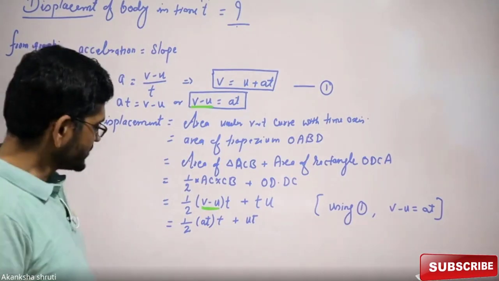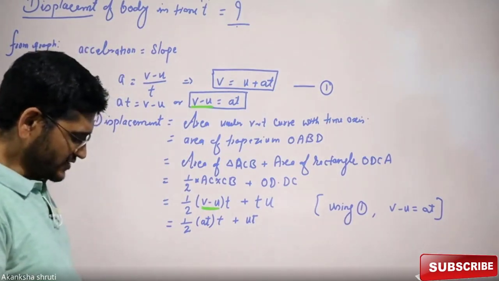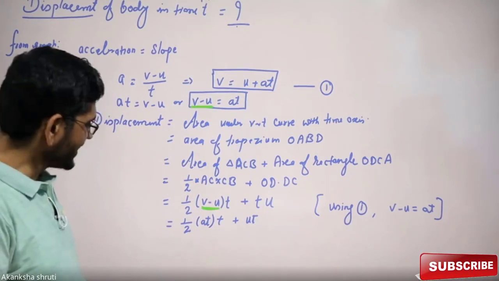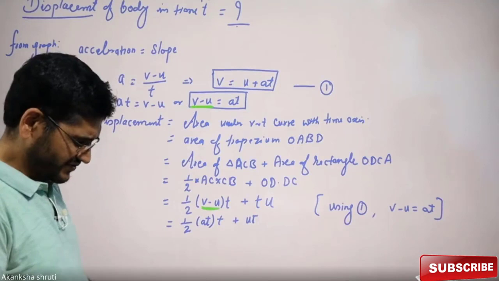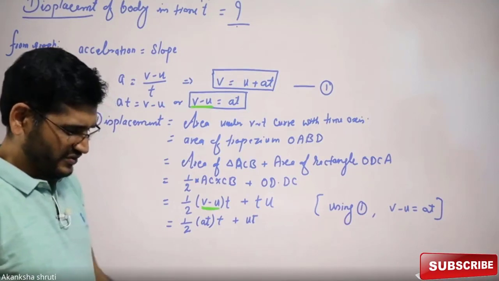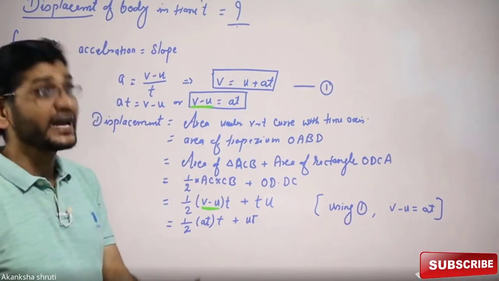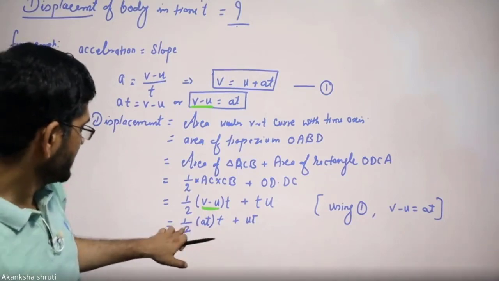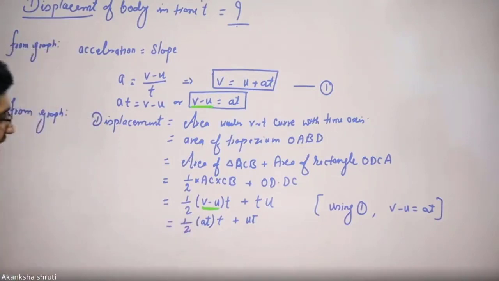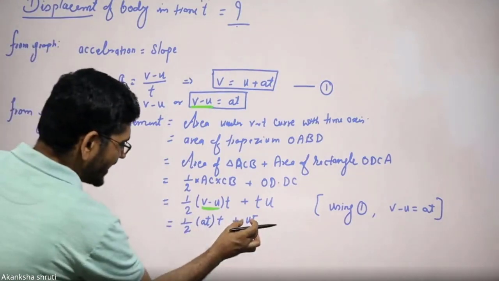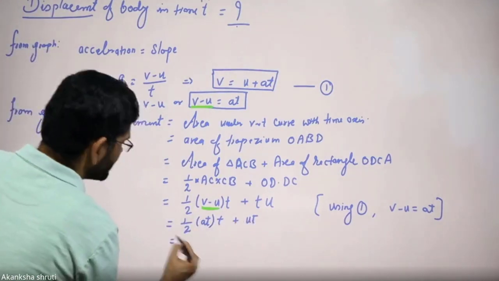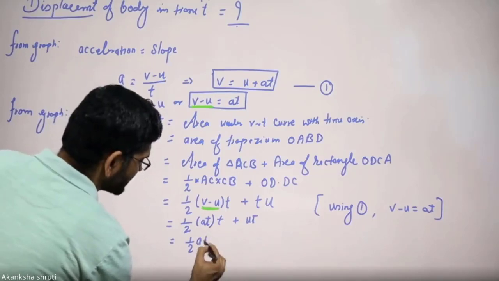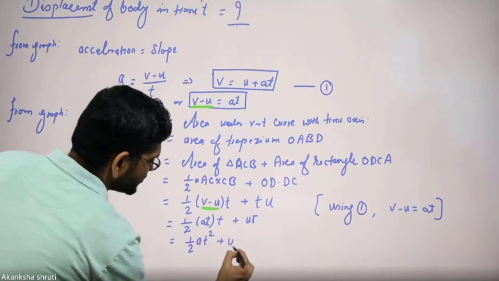So on substituting V is equal to U plus 80, or V minus U is equal to 80, we are getting that it gets converted into half, 80 into T. So students, the first term becomes half, A is outside, T into T becomes T square, plus U into T.